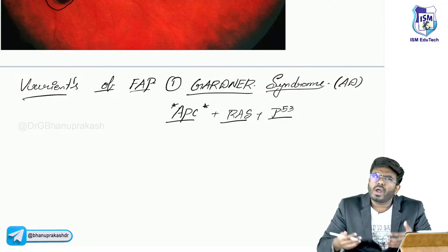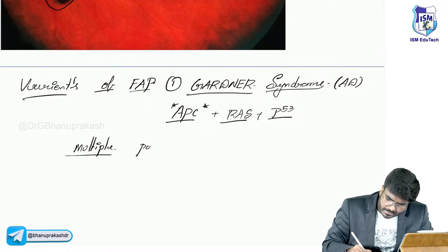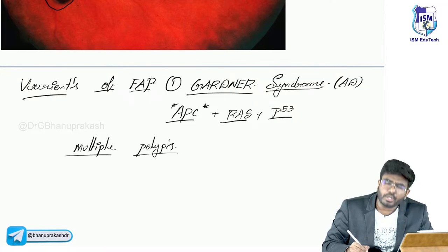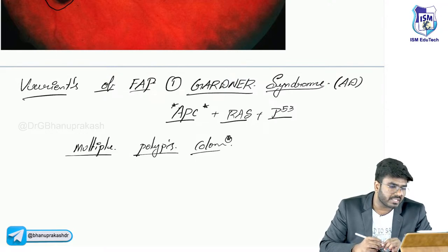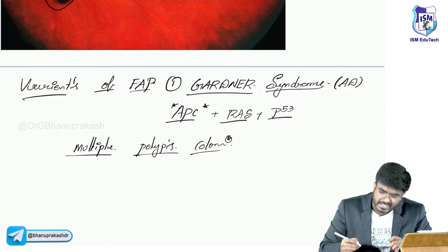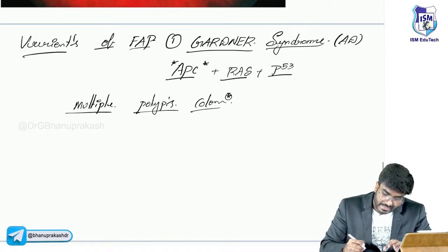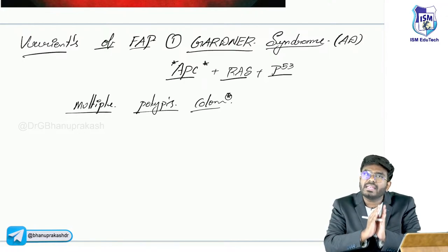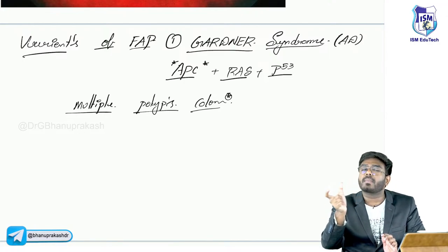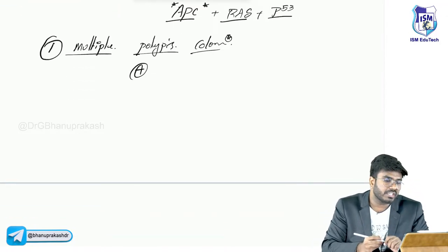Now, what is this Gardner syndrome? Multiple neoplastic polyps in the colon. Hundreds and thousands of adenomatous polyps are seen in the colon. But apart from FAP, apart from the adenomatous polyps in the colon, these patients are going to have other features.